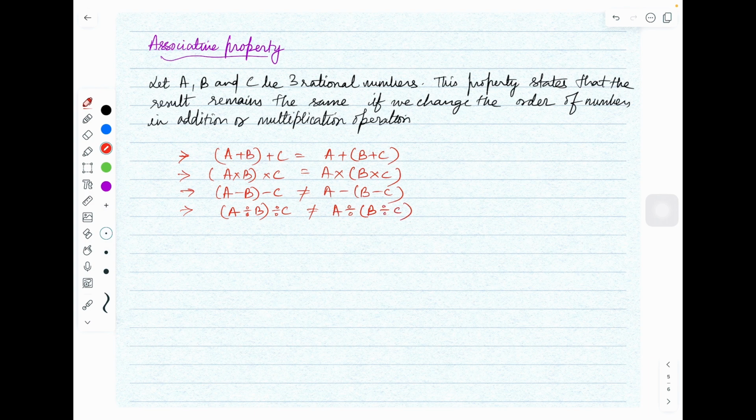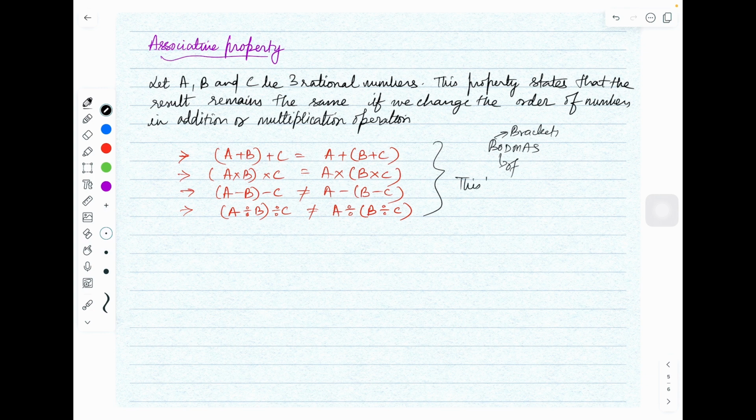Okay, so what does this do? See here, in (a + b) + c, you have read BODMAS. First is what? Brackets, then division, multiplication, addition, subtraction. So inside the bracket, whatever part is there, first. So here a plus b will be done first, then the result will be added to c. But here, we will add b plus c first, then the result will be added to a. But the result will remain the same.